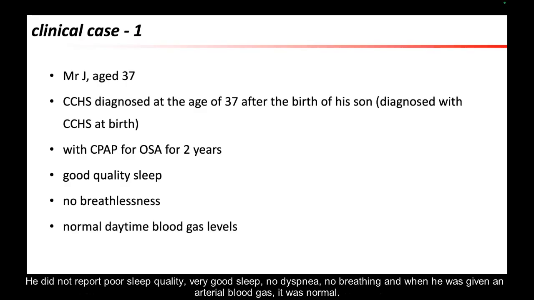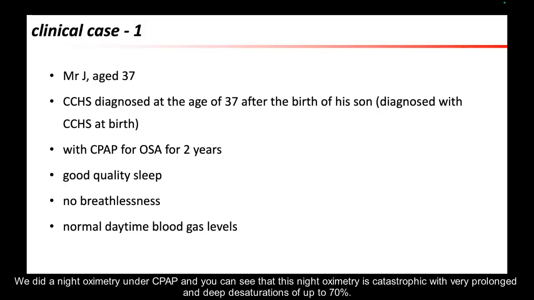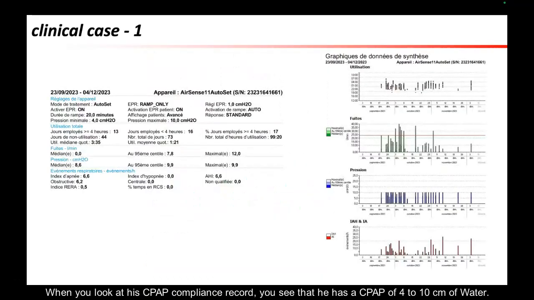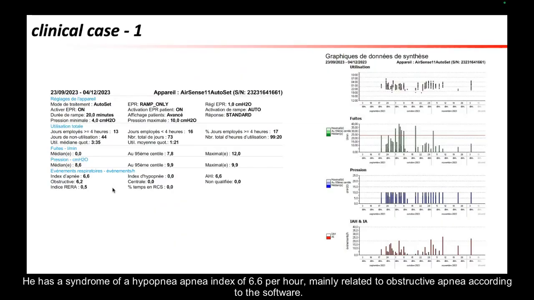He did not report poor sleep quality, very good sleep, no dyspnea, and when he was given an arterial blood gas, it was normal. We did a night oximetry under CPAP, and you can see that this night oximetry is catastrophic with very prolonged and deep desaturations of up to 70%. When you look at his CPAP compliance record, you see that he has a CPAP of 4 to 10 centimeters of water. He has an apnea-hypopnea index of 6.6 per hour, mainly related to obstructive apnea according to the software.